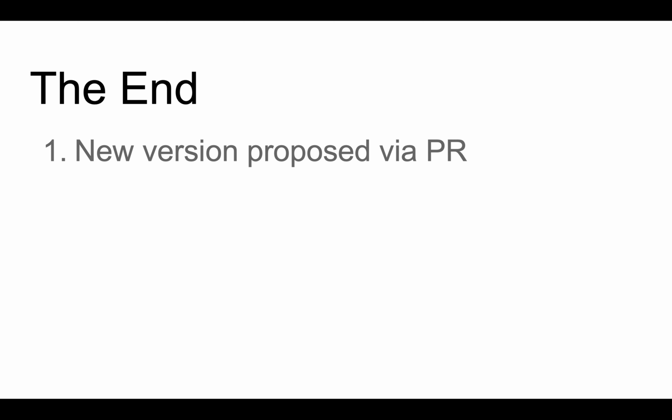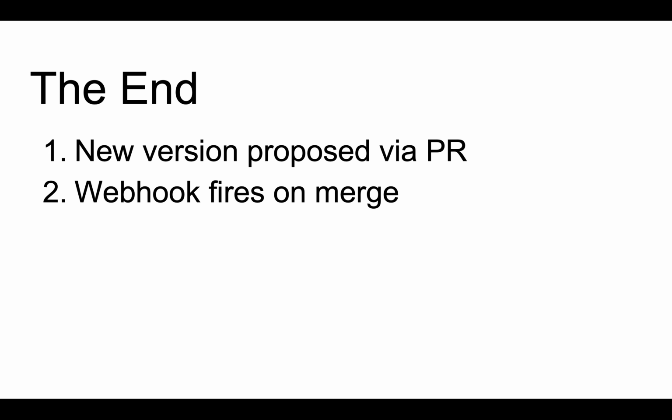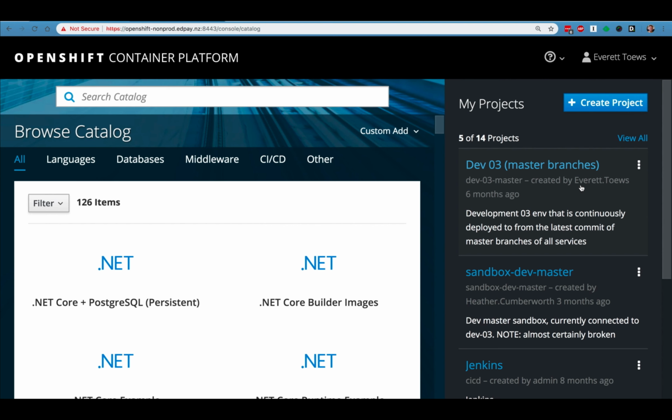Let's start at the end. This is how the GitOps driven deployment flow actually works on OpenShift. A new version for a service of an application is proposed via pull request, a PR. When that pull request is merged, a webhook fires and the new version rolls out. And that's it.